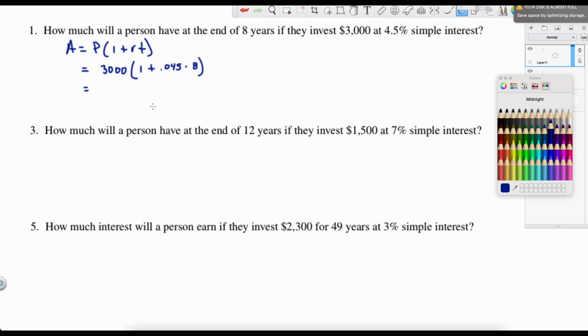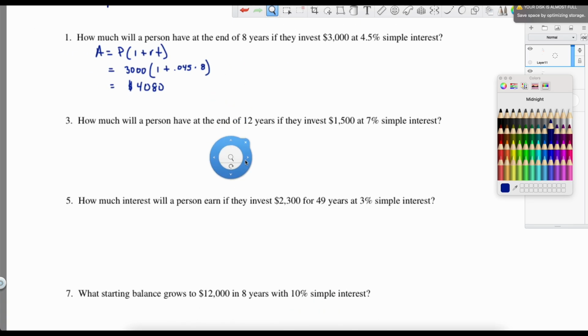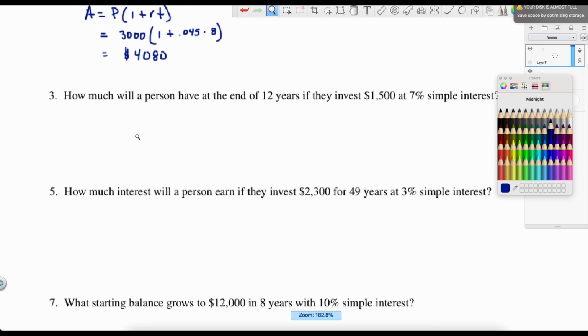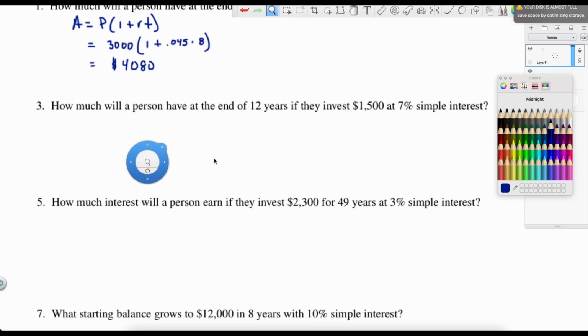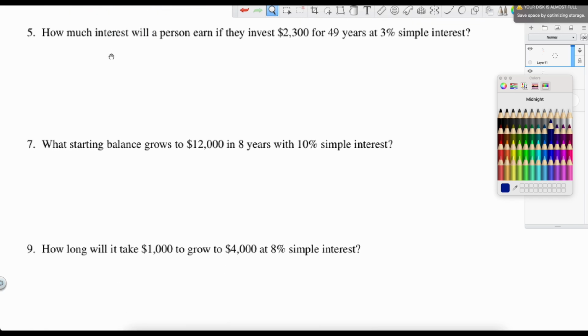So 3,000 times (1 plus 0.045 times 8) is going to be $4,080. Okay. Number 3 is the same kind of problem. We're looking for the amount based off the principal, the rate, and the years. I'll let you figure that one out.